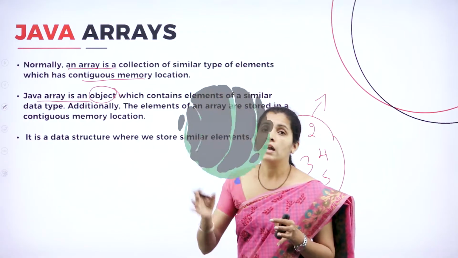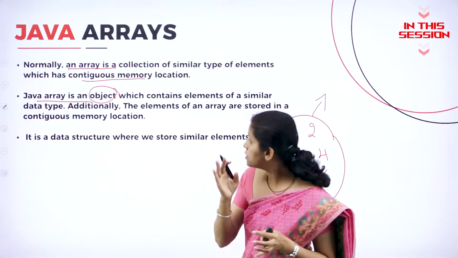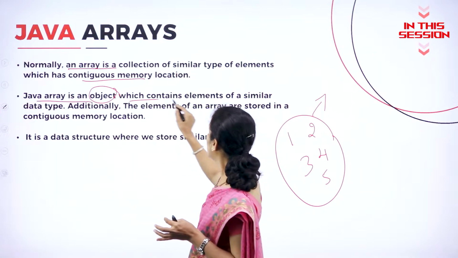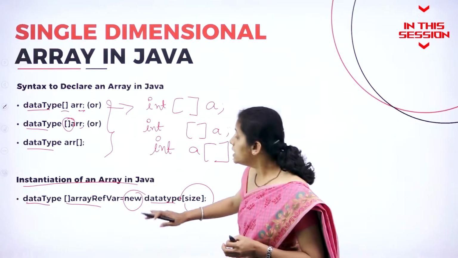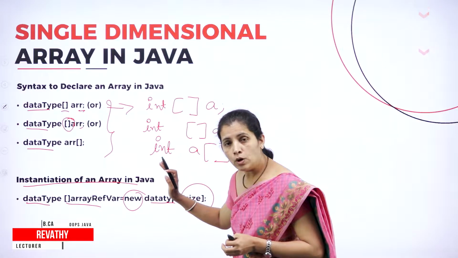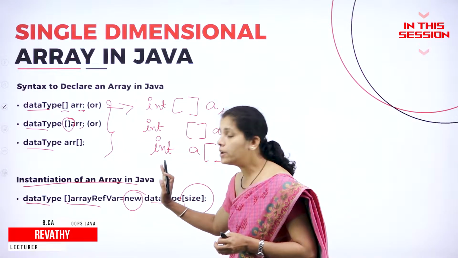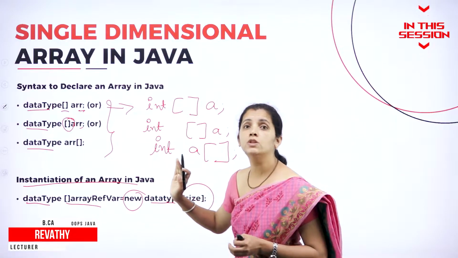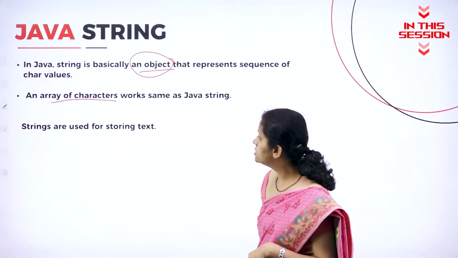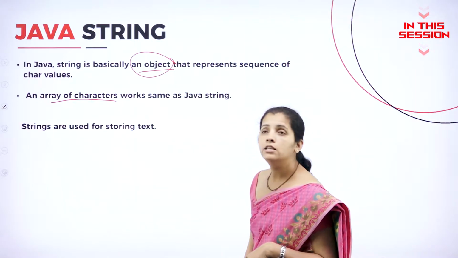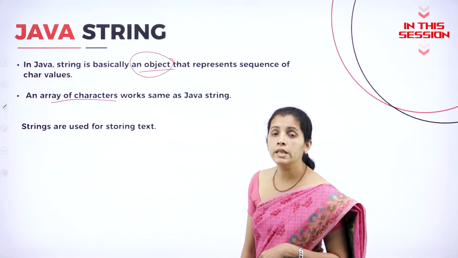In Java, arrays are also treated as objects which contain elements of a similar data type. In Java, we can allocate memory for an array only through the new keyword. An array of characters is also termed as a string in Java, and it is mainly used to store text.